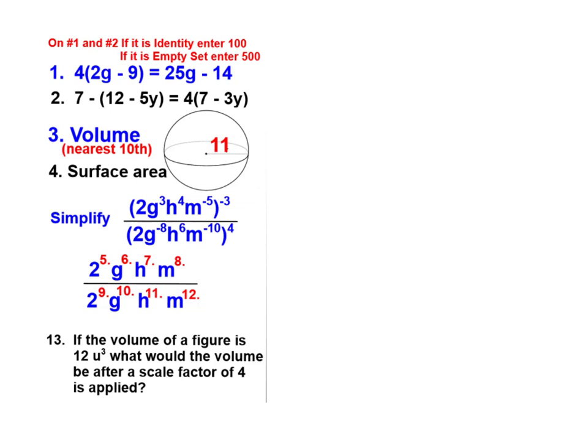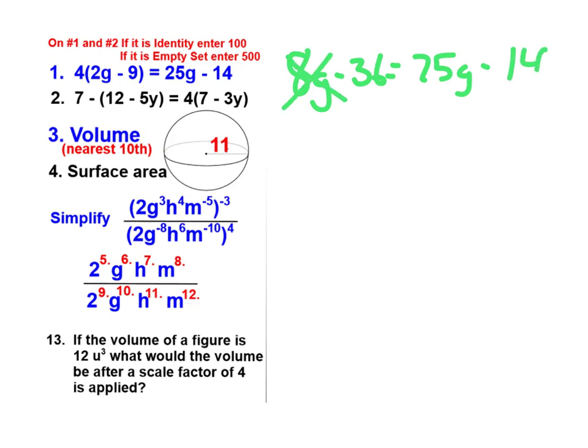First one, I would do distributive property. That would get me 8g minus 36 equals 25g minus 14. I want to get my variables alone. So I'm going to subtract 8g from this side and from this side to keep it even. That gets me 17g minus 14 equals negative 36. Now I'm ready to solve this two-step equation.